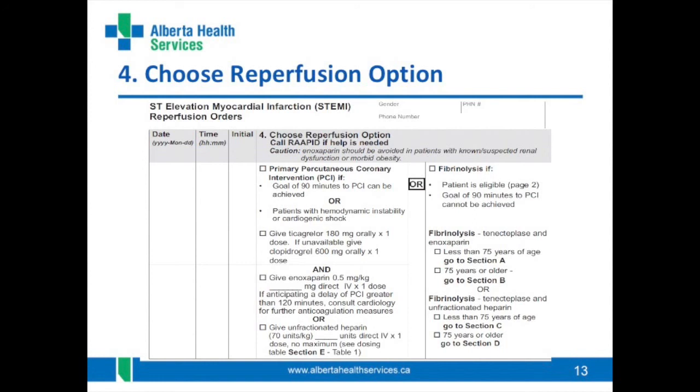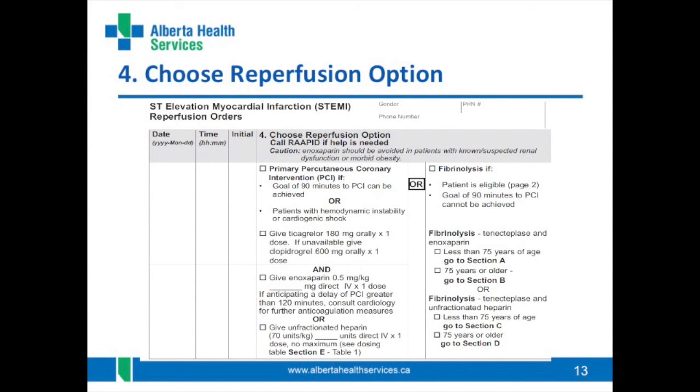Our preferred approach would be TNK with enoxaparin, recognizing that enoxaparin does have some limitations in patients who are morbidly obese or who have renal impairment. But essentially, we do know from all available evidence that a TNK enoxaparin strategy is better than a TNK unfractionated heparin strategy, but we do give you the options for both. So here, if you're less than the age of 75, it's really the standard protocol that we've all been used to, and I will walk you through that with a case example.